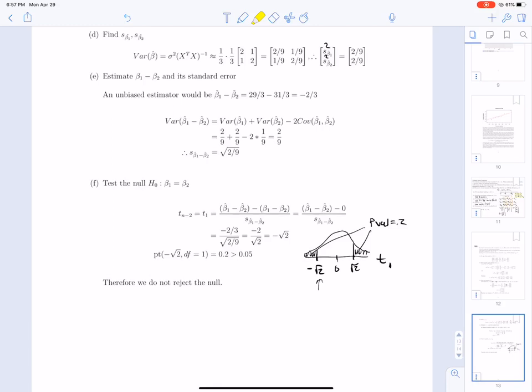And finally, we want to test the hypothesis that beta 1 is equal to beta 2. This is straightforward. It's a t-test with n minus 2 degrees of freedom, or 1 degree of freedom. And we got a test statistic of minus square root of 2, which if you put in R, you'll find that that has a p-value of 0.2. So we do not reject the null.